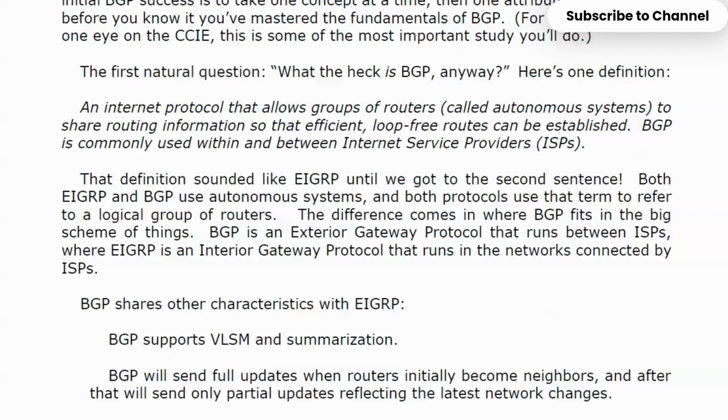And the difference comes in really where BGP fits in the big scheme of things, because BGP is an exterior gateway protocol that runs between ISPs, where EIGRP is an interior gateway protocol that runs in the networks connected by the ISPs. I've always put it this way: BGP runs on top of OSPF and EIGRP. It runs higher in the big scheme of things.